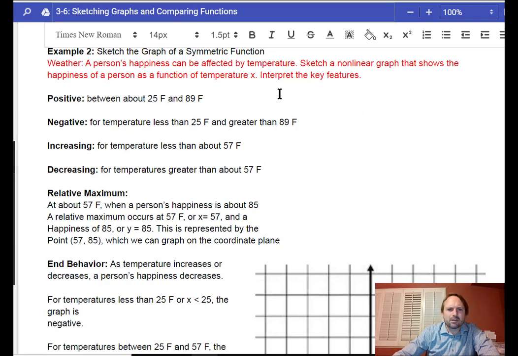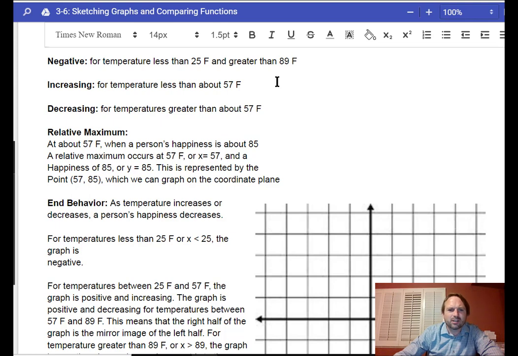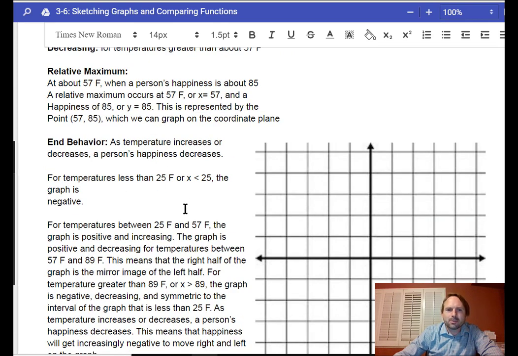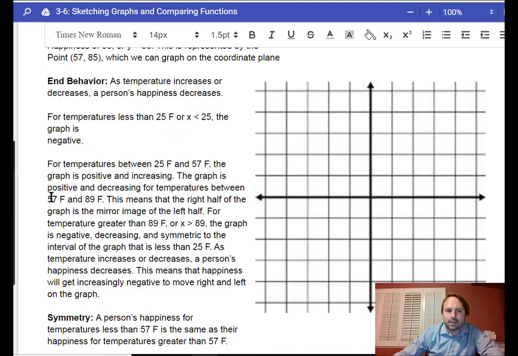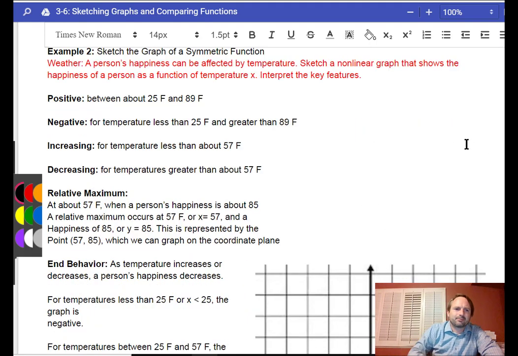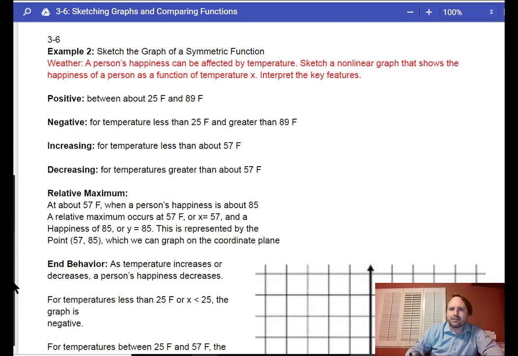All right, well, let's start drawing it. Actually, what I like to do is look at the end behavior. So for temperatures below 25 degrees Fahrenheit, or x is less than 25, the graph is negative. So if it's above 89, then the graph is negative. All right, well, let's draw that. In fact, I'm not going to use this graph. I'm just going to draw it right here. So we have our drawing right here, at 89 and at, no, not 57, 25. We have our end behaviors.